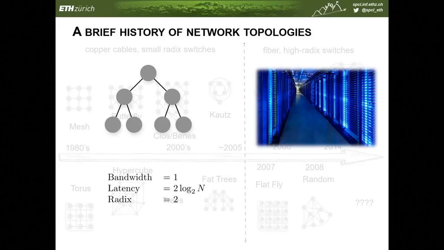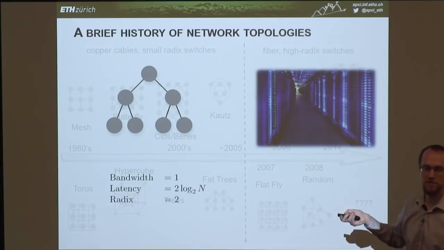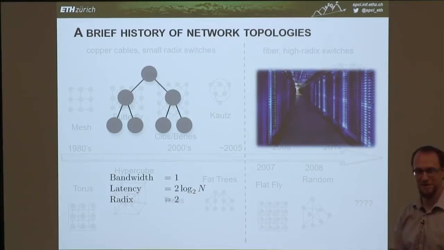Okay, cool. So then we have this tree network, and everybody knows the tree, right? The bandwidth is 1 because we all need to go through the root, so that's bad. The latency is 2 log n because we need to go up and down, since a tree has logarithmic depth, and the radix is 2 because we have only 2 neighbors. Should have probably started with this one from an educational perspective, because that's definitely the easiest one.